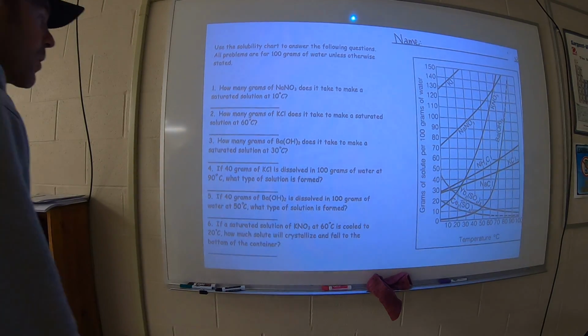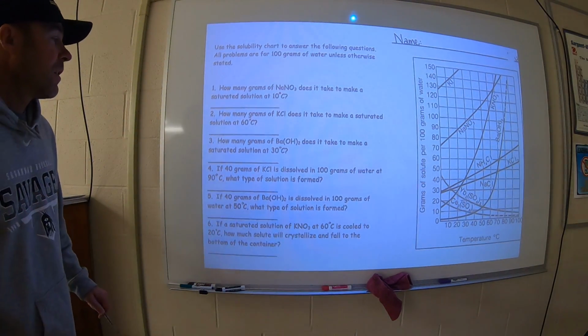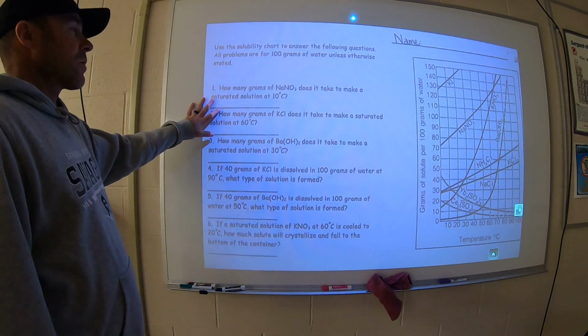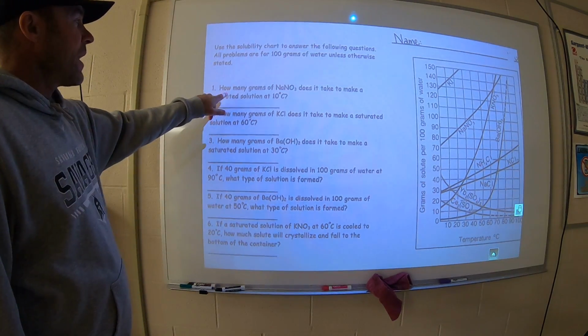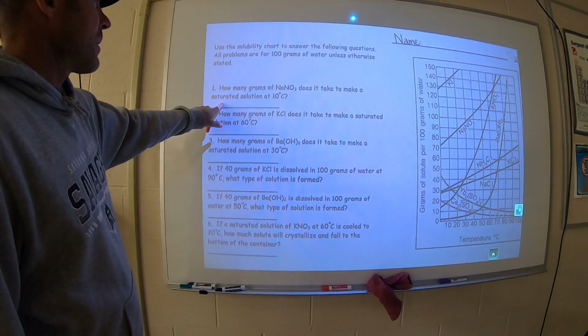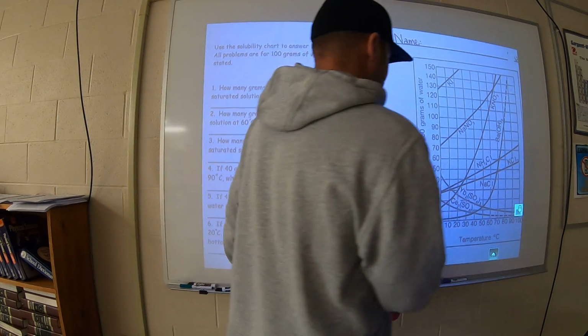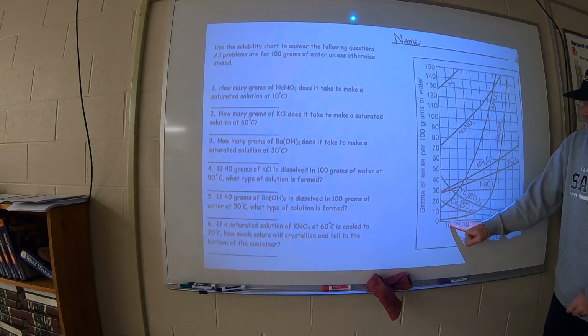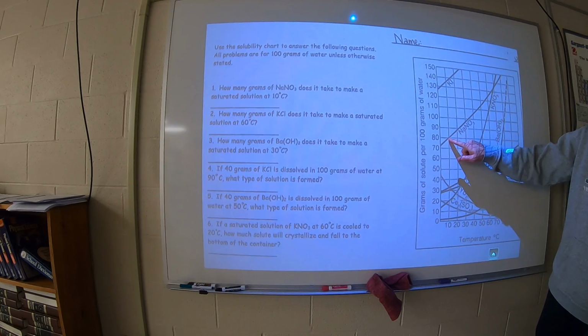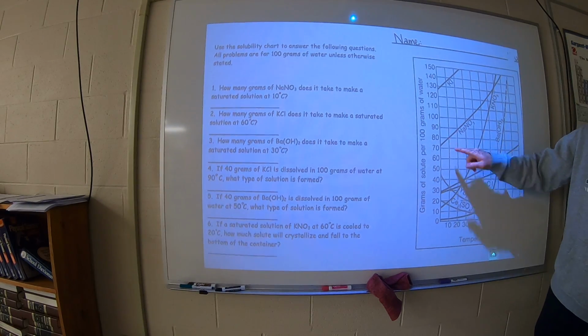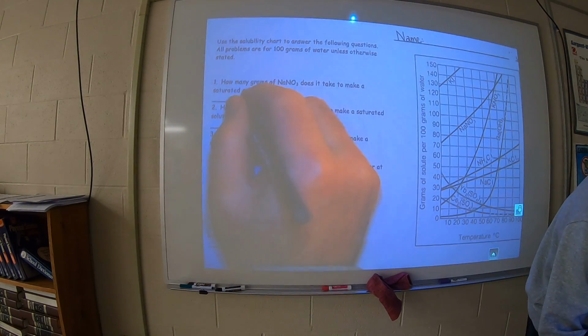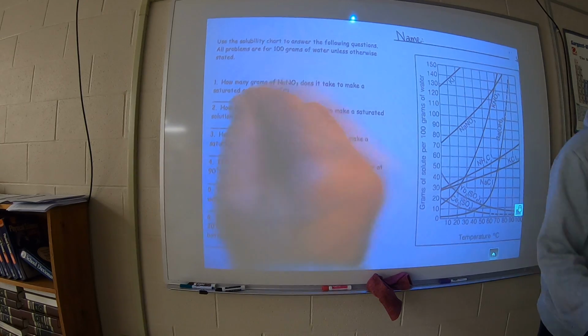This is the solubility worksheet 1. We're going to go through it real quick and answer the questions. Number 1, how many grams of NaNO3 does it take to make a saturated solution at 10 degrees Celsius? So all we have to do is find 10 degrees Celsius and intersect it with NaNO3, which is right here at 80. So number 1 is 80 grams. So I'm just going to write 80.